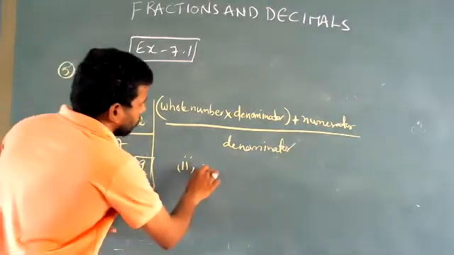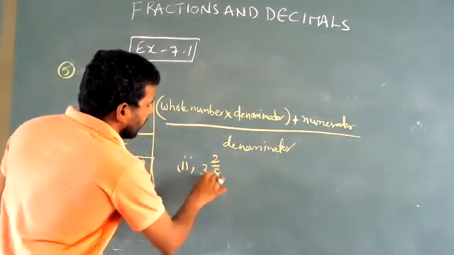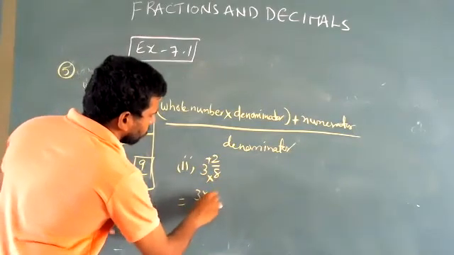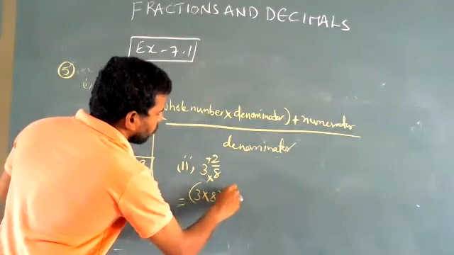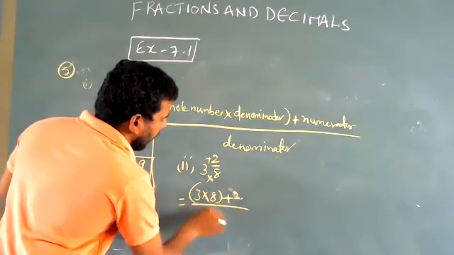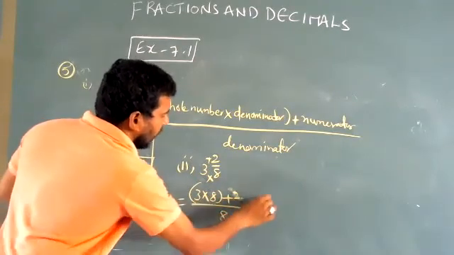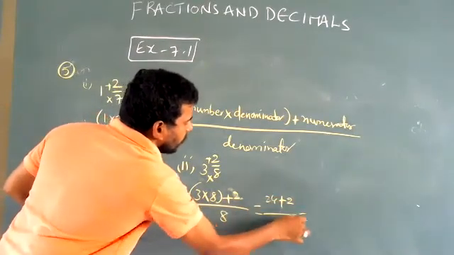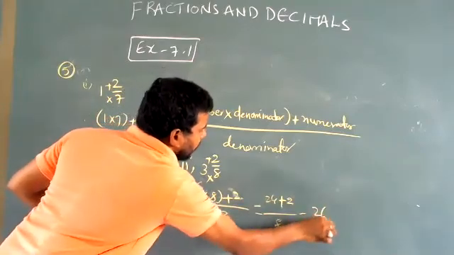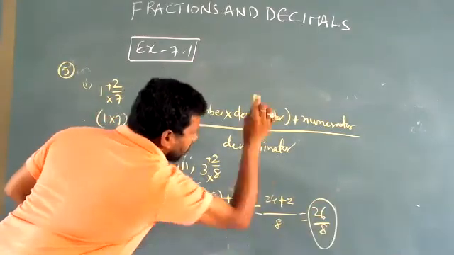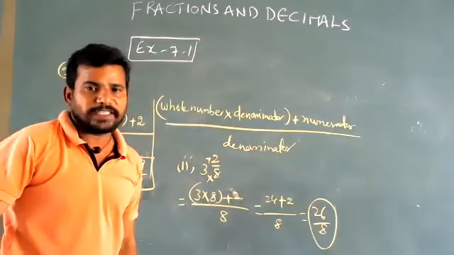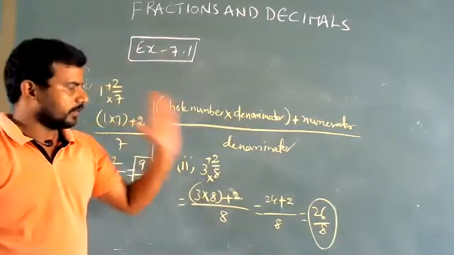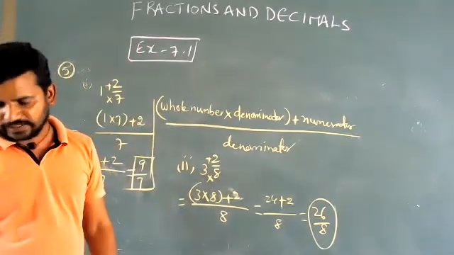Now I am going to take the second problem from the fifth question in the exercise: 3 2 by 8. Here put a multiplication sign, and here a plus. So 3 into 8 plus 2 by 8. 3 eights are 24, plus 2 by 8. So 24 plus 2 is 26 by 8. The numerator is 26 and the denominator is 8. The numerator is greater than the denominator, so that is an improper fraction.